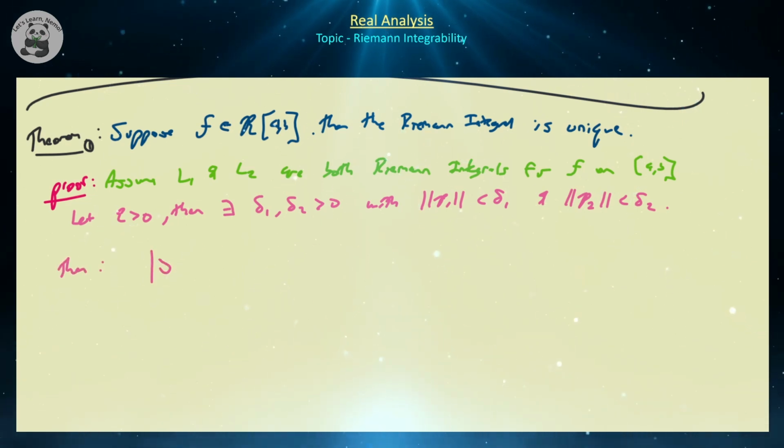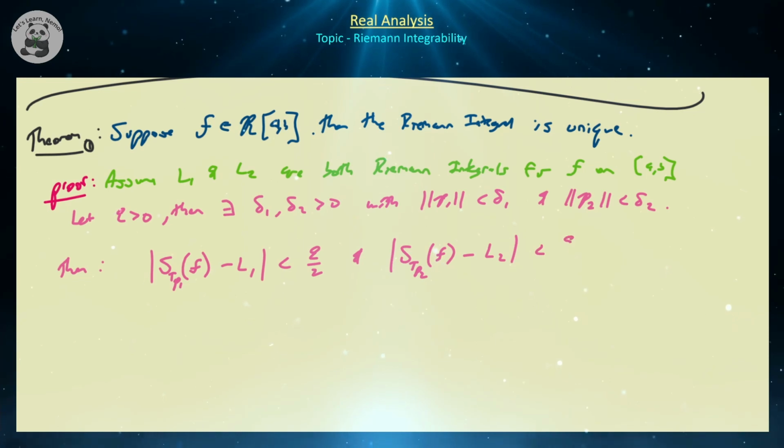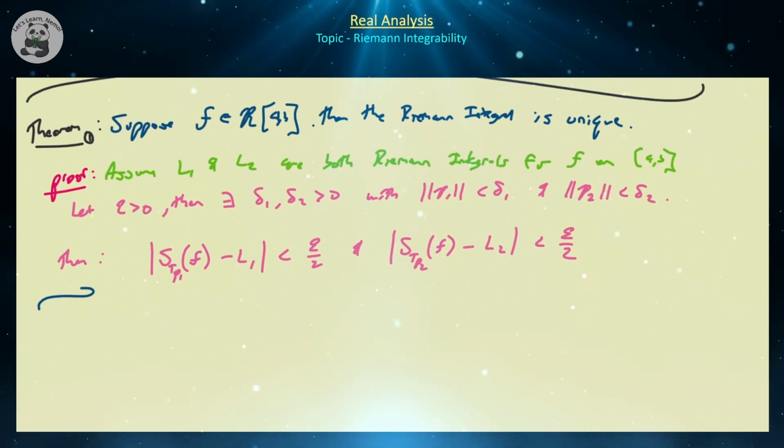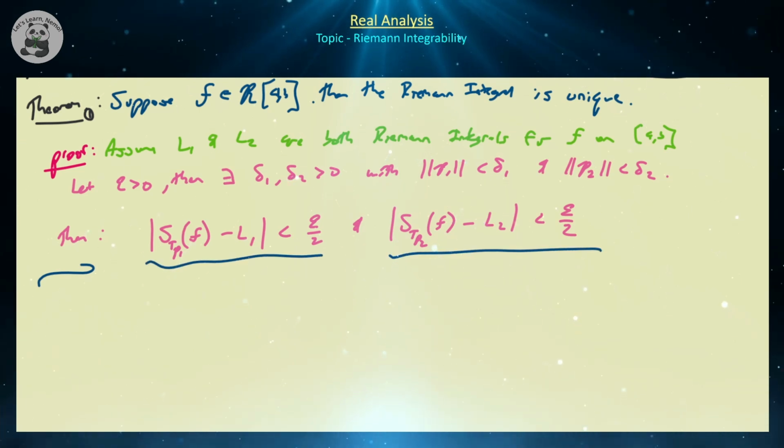Then the distance between S of the tag partition P1 of f minus L1 must be less than epsilon over 2, epsilon arbitrarily small, so epsilon over 2 arbitrarily small as well. And also the distance between S of the tag partition P2 of f minus L2 is less than epsilon over 2 as well. That's what we're assuming to be true about f being Riemann integrable on AB and L1 and L2 both being Riemann integrals of f. So now we need to combine these two into the same world so that both are switched on.